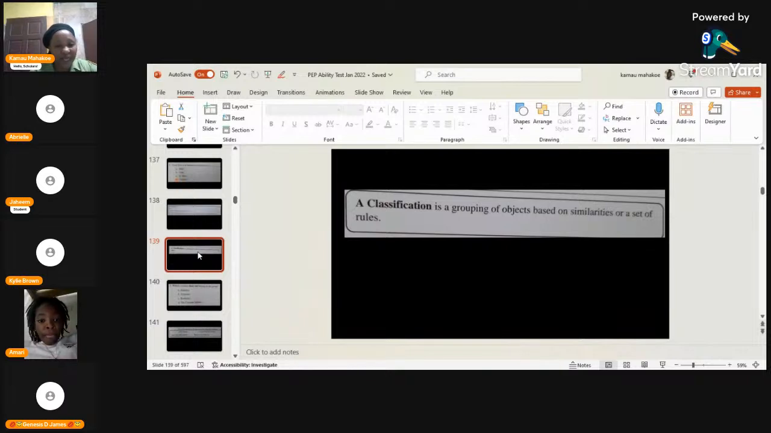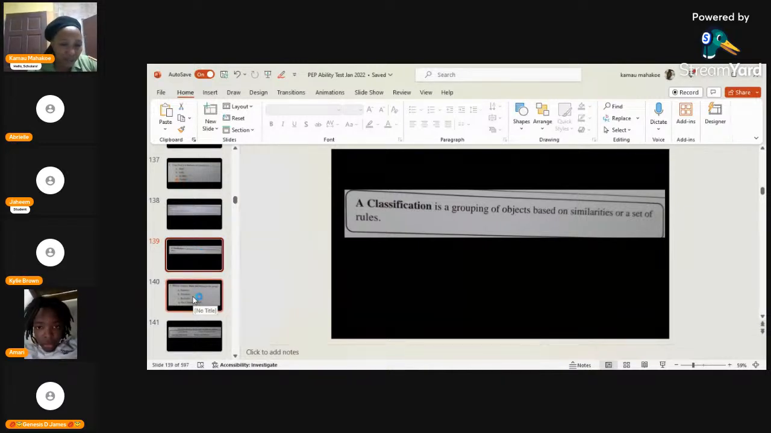So now we go to the classification type of question. The definition here: a classification is a grouping of objects based on similarities or a set of rules. When you classify things, you're grouping the objects or items or list of words based on the similarities that they share or a set of rules that they abide by.